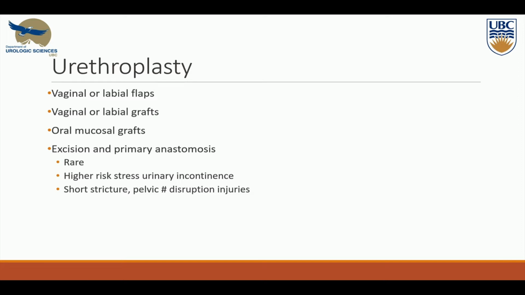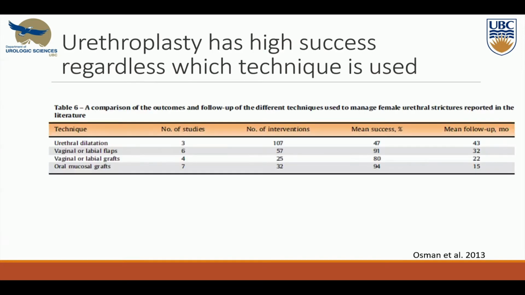females. There's a very high risk of stress incontinence, and typically it can be done in patients with very short strictures or in patients with pelvic fracture disruption injuries. Looking at the systematic review, so urethroplasty did have a very high success rate regardless of which technique they used. So you can see for vaginal labial flaps, 91%, vaginal labial grafts at 80%, and oral mucosal grafts at 94%. And comparing all of that to urethral dilation, which had a 47% success.